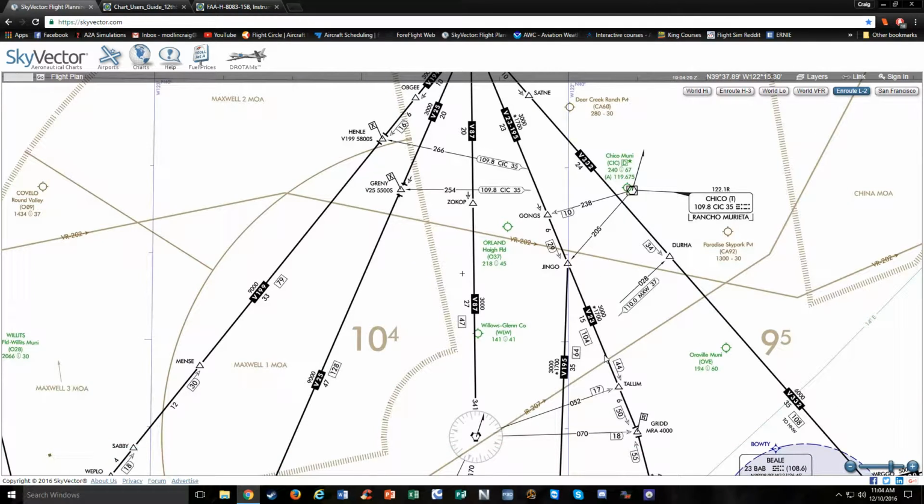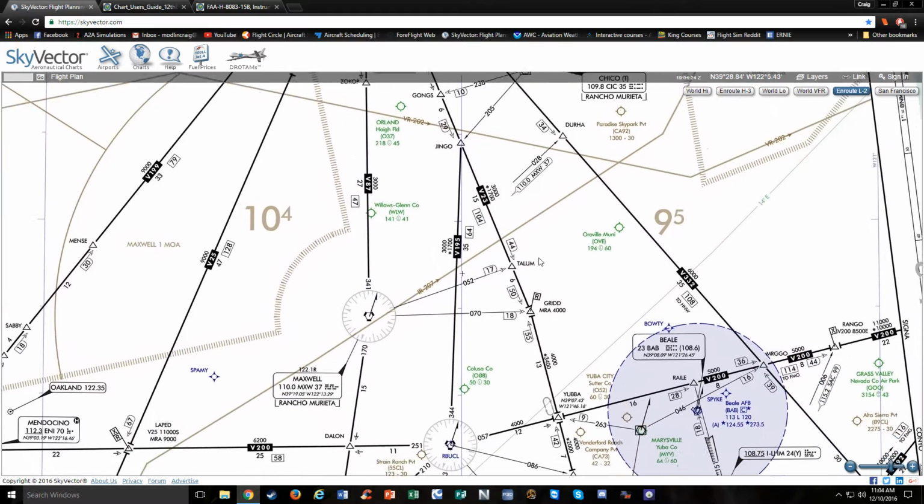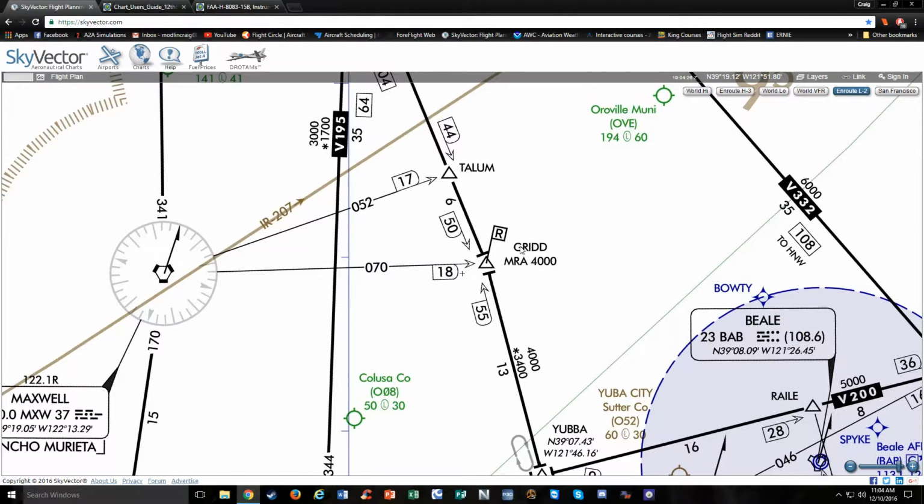The next altitude we'll go over is the minimum reception altitude, or MRA. We have one of these down here at Grid intersection. The intersections are the little triangles with the 5-letter identifier, and this MRA is identified by this flag with the letter R in it, and the minimum reception altitude is 4,000 feet.